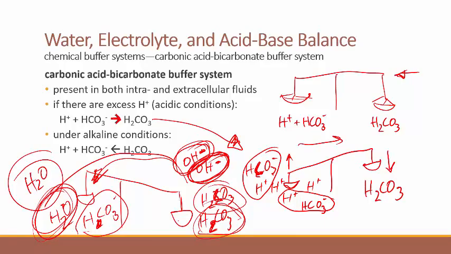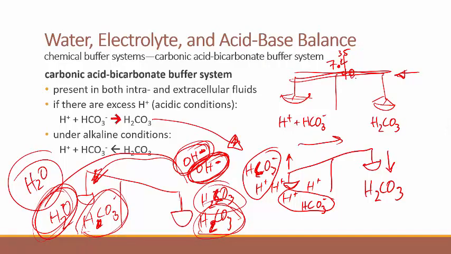Okay, hopefully that made some good sense. I'm not sure if it did or not, but the idea is we're trying to keep things in balance so that pH is staying at 7.4 on average, between 7.35 and 7.45. That's our range that we like. So 7.4, of course, being average.